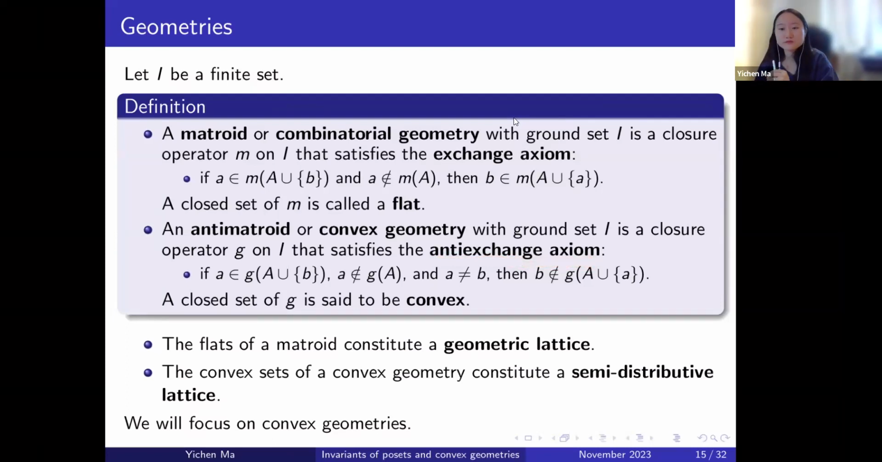We have some nice results for matroids and convex geometries. For matroids, the flats constitute a geometric lattice, and for convex geometries, the set of all convex sets constitutes a mid-distributive lattice. I think there's a typo on the slide here. This means that if we have A, B where A is covered by all the elements that B covers, then the interval AB is a Boolean algebra. In my talk, I will focus on convex geometries.